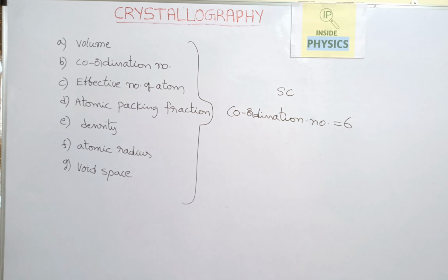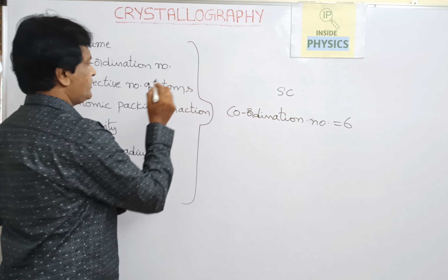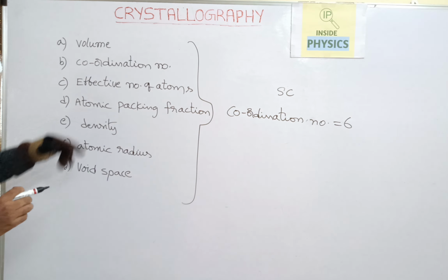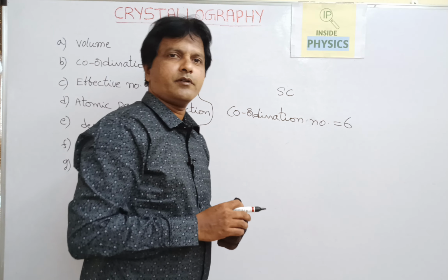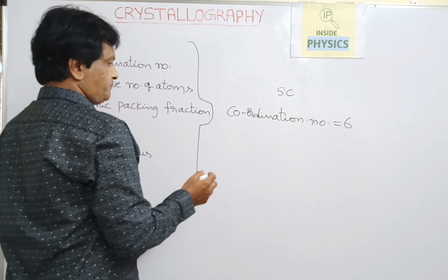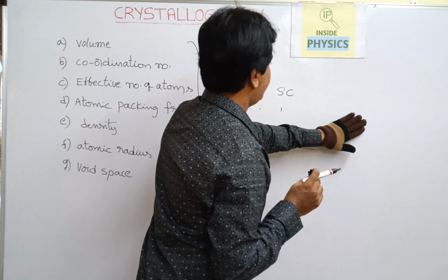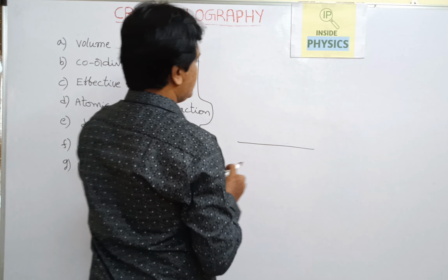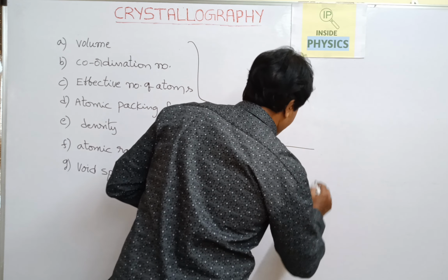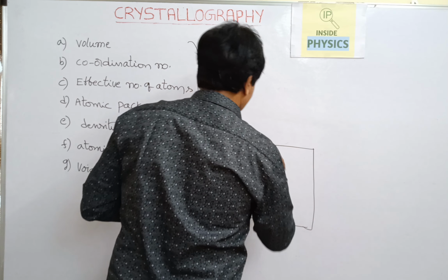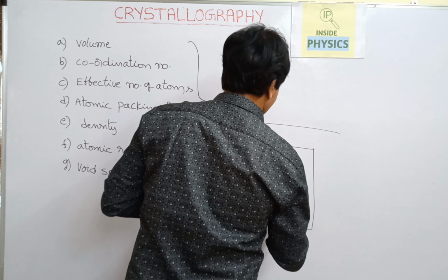Okay, next one, effective number of atoms per unit cell. How will you get the effective number of atoms? It means the contribution of an atom towards the cell. How much of its volume is an atom contributing towards a cubic cell?